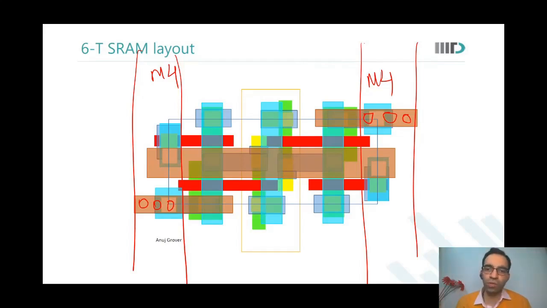Instead of bringing ground from the row decoder region, you bring ground from, say, the IO region, vertically. Is that okay? Yes, sir.